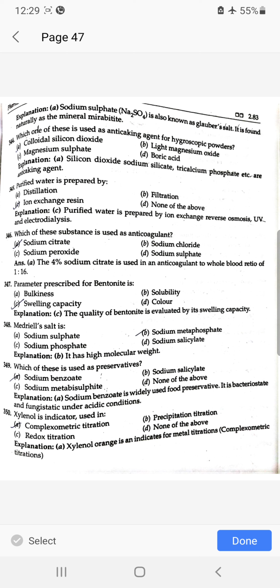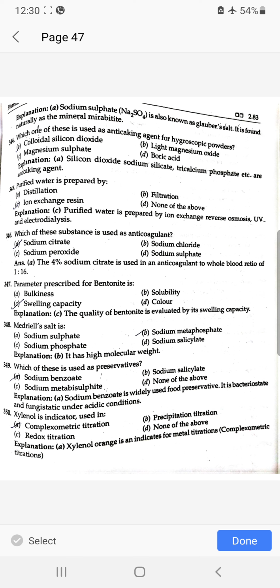Which one of these is used as a thickening agent for hygroscopic powder? Colloidal silicon dioxide. Purified water is prepared by ion exchange resin. Which of these substances is used as an anticoagulant? Sodium citrate. The parameter prescribed for bentonite is swelling capacity. Calgon is sodium metaphosphate. Which of these is used as a preservative? Sodium benzoate.